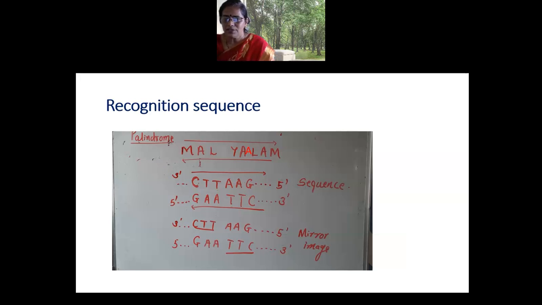And the recognition sequence is like a palindrome. That is the sequence of the site of the DNA which is recognized by the enzyme. It's called the recognition sequence. Look here. Sequence means the sequence of DNA which is recognized by the endonuclease enzyme. The site of viral DNA, or the site of the DNA which is recognized by the enzyme, is called the recognition sequence or the recognition site. And it is like a palindrome.